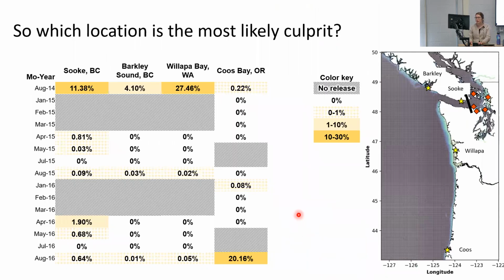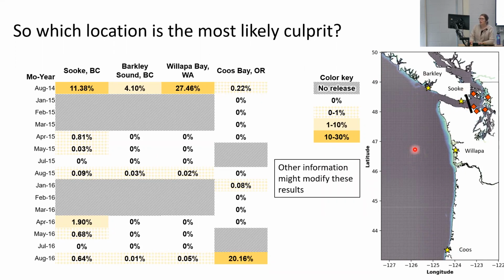Okay, so we had these different locations that we were trying to do a bit of a forensic study on, to see which of them was the most likely culprit: were the coastal locations more likely spawn sites, or was Souk, the sort of inland one, more likely? And you can just point to the highest concentration of particles that got in, but I want to point out that there's other information that might modify these results.